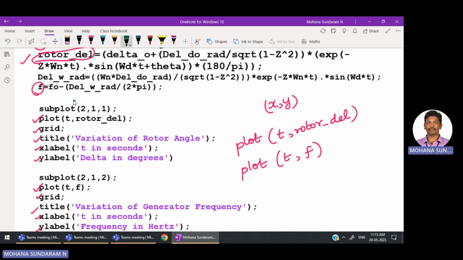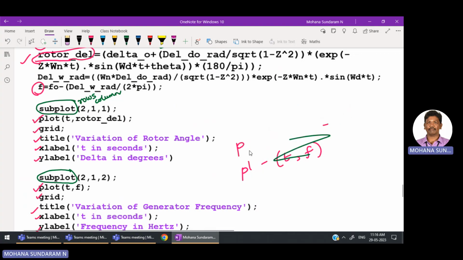Because subplot means you can have multiple graphs in a single graph. So in a single window you can have multiple graphs. Here we are going to have a single window having two graphs, so two rows and one column. That is the logic. Okay, so this 2 comma 1 comma 1 means this is rows and this is column.